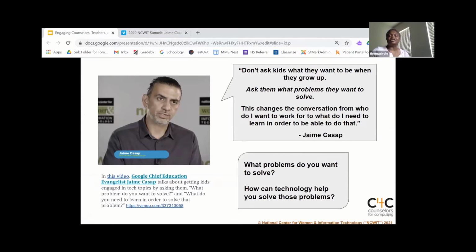So the main thing that Jamie had to say was, when we're looking at problem solving, don't ask kids what they want to be, ask them what problems they want to solve. So what problems do you want to solve, and how can technology help?